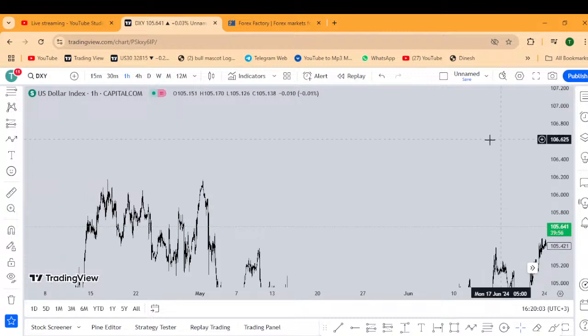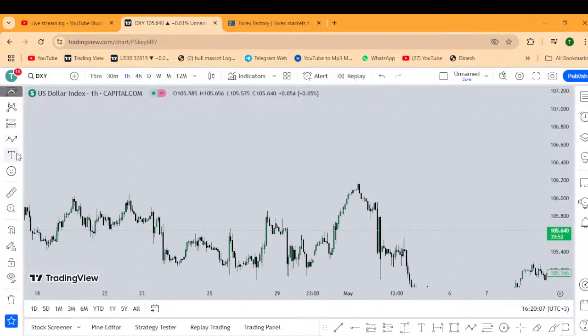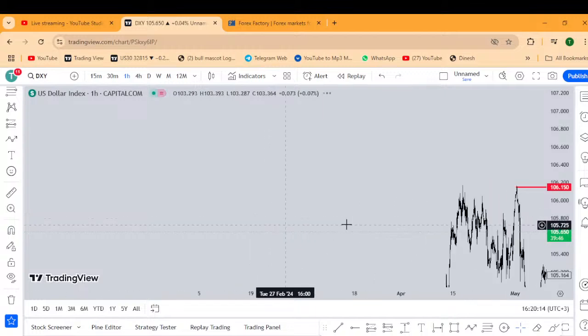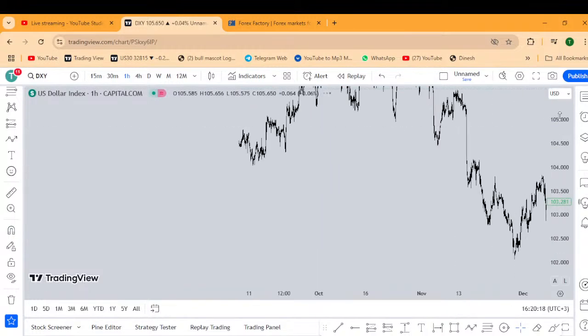So if the market proceeds with the buys, what should be our target? This would have been a good target here, but this is a very weak resistance level. So we are just going to put a line, just like that, so that it doesn't confuse us.